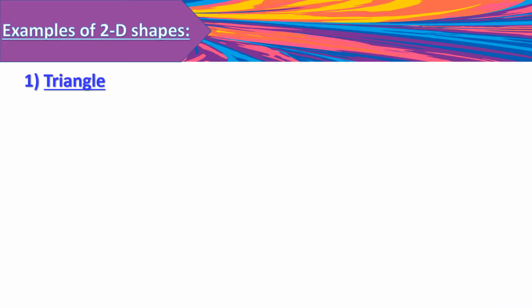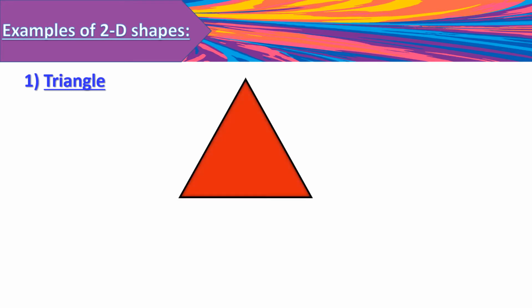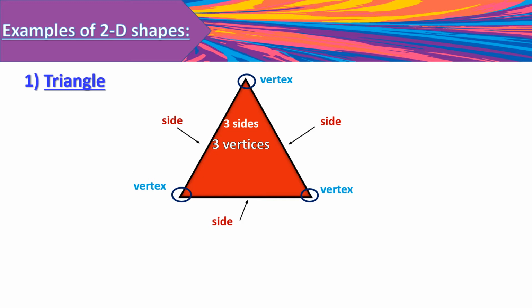Then we have here examples of 2D shapes. First, triangle. This shape is called triangle. It has how many sides? 1, 2, 3. So it has 3 sides. How many vertices? 1 vertex, 2 vertices, 3 vertices. Yes, first vertex, second vertex, third vertex.